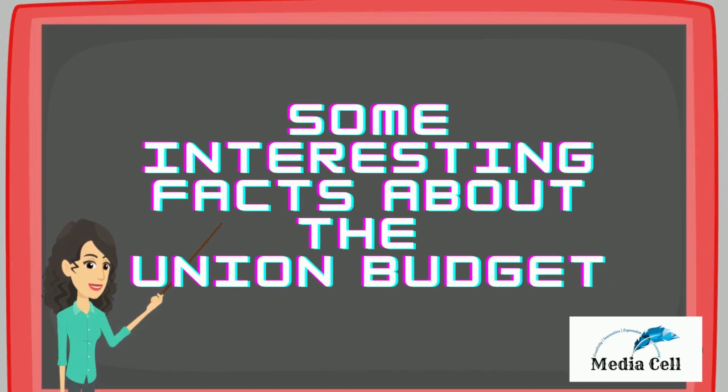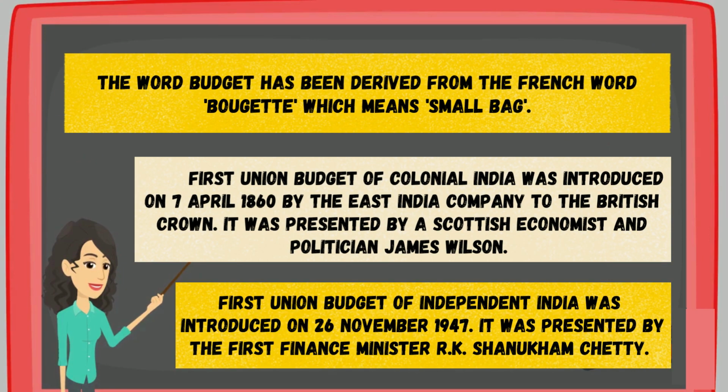Now, it's time to know some interesting facts about the Union budget. Firstly, the word budget has been derived from the French word baguette, which means small bag. The first Union budget of colonial India was introduced on 7th of April 1860 by the East India Company to the British Crown. It was presented by a Scottish economist and politician, James Wilson.